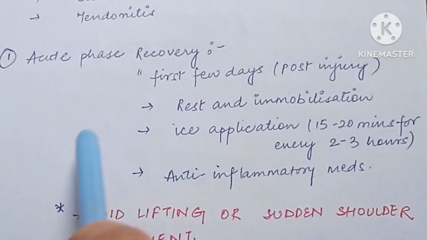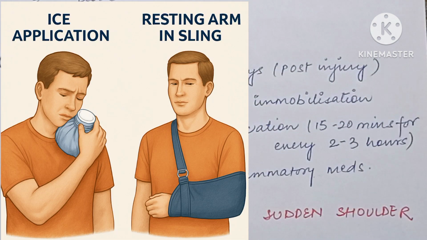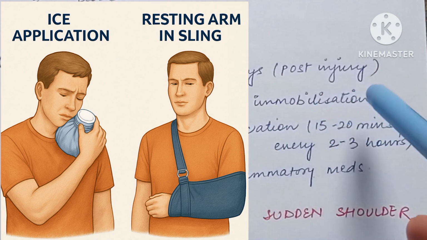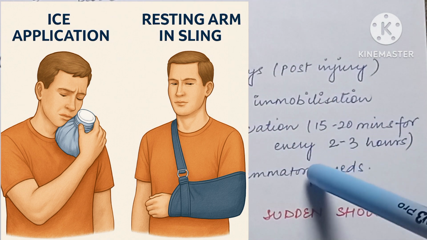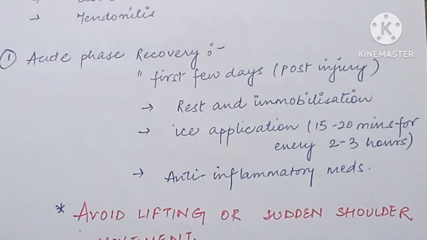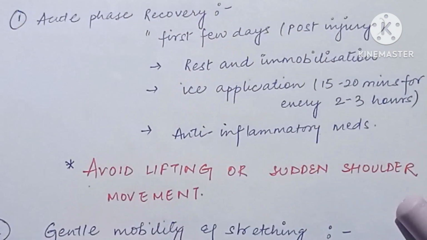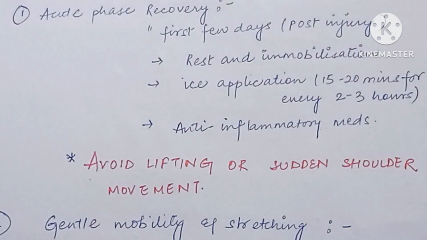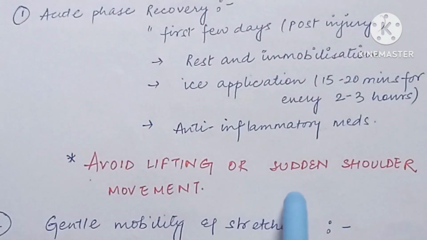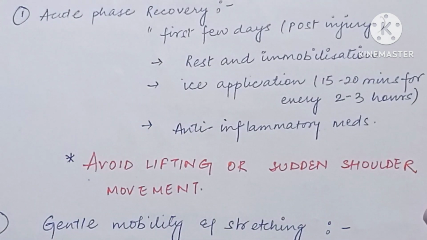The important thing in this phase is you have to rest and immobilization is there. Then ice application, duration is 15 to 20 minutes every 2 to 3 hours. It is basically for reducing the swelling and inflammation. Then if the doctor prescribes some medication, then anti-inflammatory medications are there. In this acute recovery phase, you have to note that lifting or sudden shoulder movement is totally contraindicated, so avoid this.